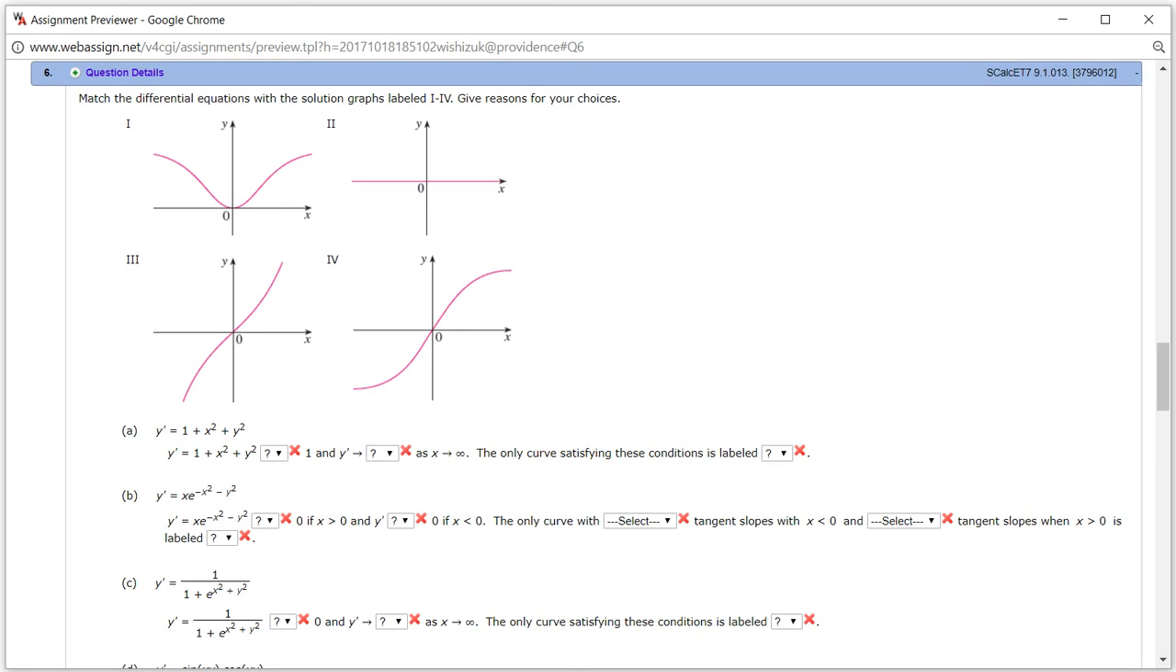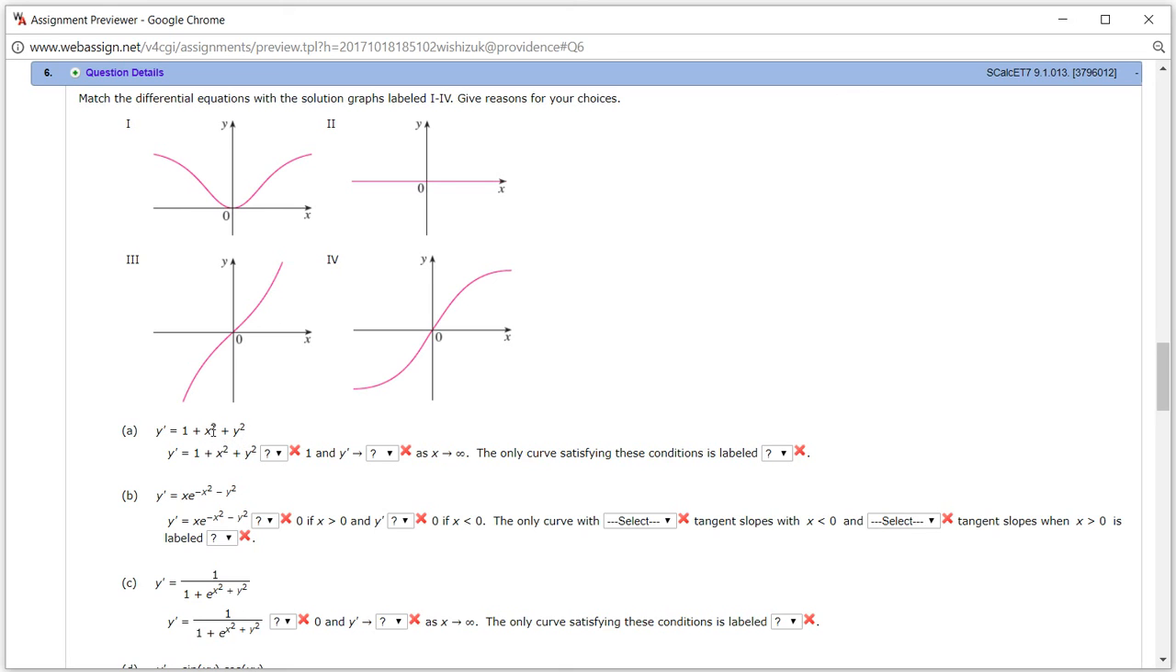All right, let's look at homework 9.1, problem number 6. We want to match these differential equations with the given graph of a solution. Let's look at part A. The right-hand side is 1 plus x squared plus y squared.